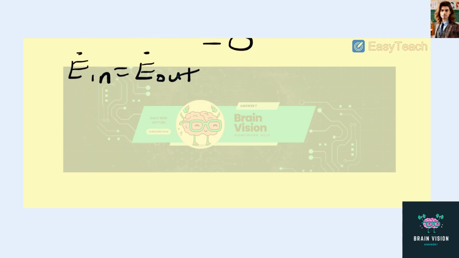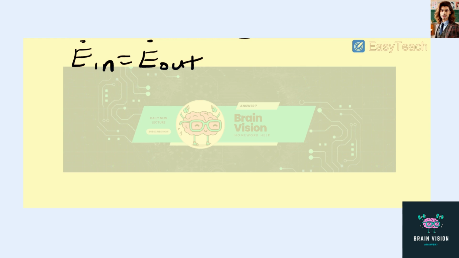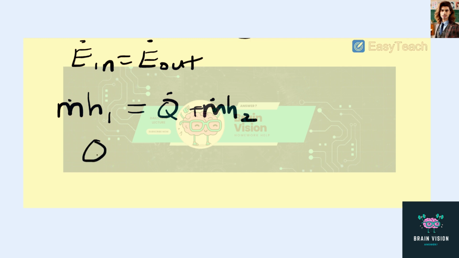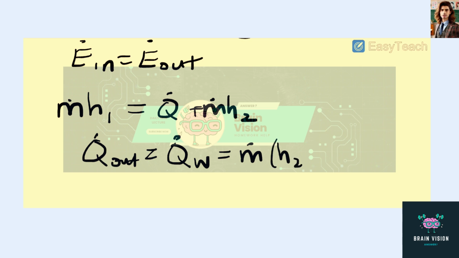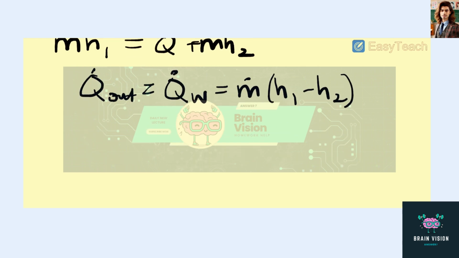Now if we break the E dot in and E dot out into its constituents, we can see that E dot in is going to be equal to M dot times H1, which is going to be equal to that heat plus M dot H2. We can go ahead and just solve for Q and say that Q out, which is equal to our Q water, is going to be equal to M dot times H1 minus H2. Now using the definition that H is equal to CP times T, we can say that Q dot W is equal to M dot CP times T1 minus T2.